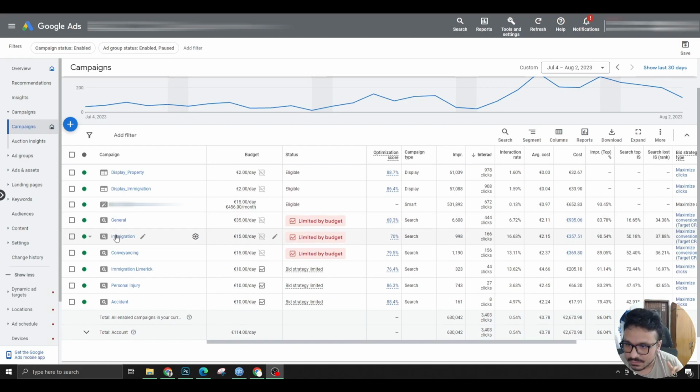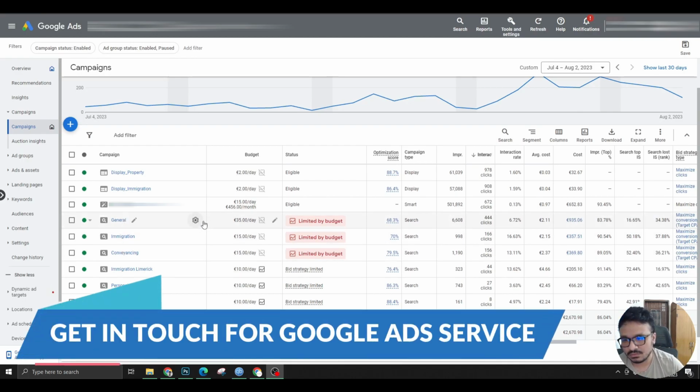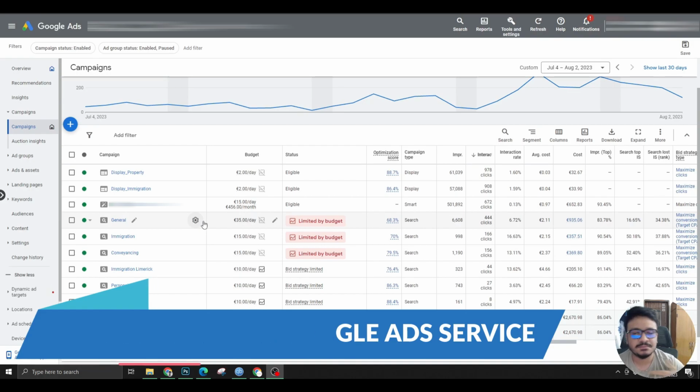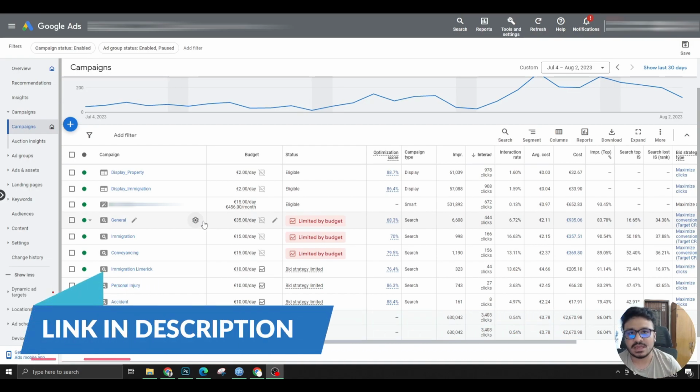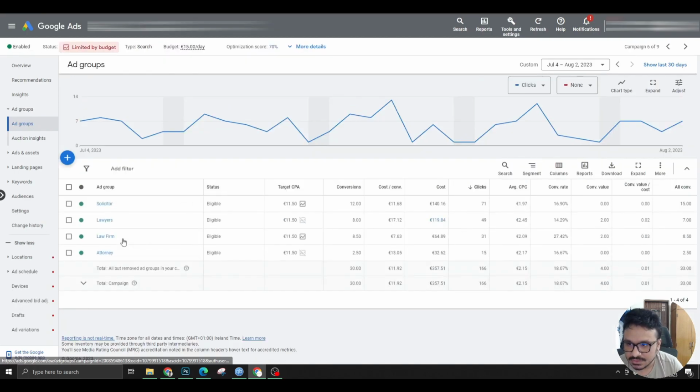one. So really important thing, if you've got categories like general, immigration, conveyancing, or personal injury or accident, just categorize them in campaign level. I'm saying don't do one campaign and break them down into different ad groups, and I'll tell you why. So let's go to this immigration bit, and let me go to the search terms.